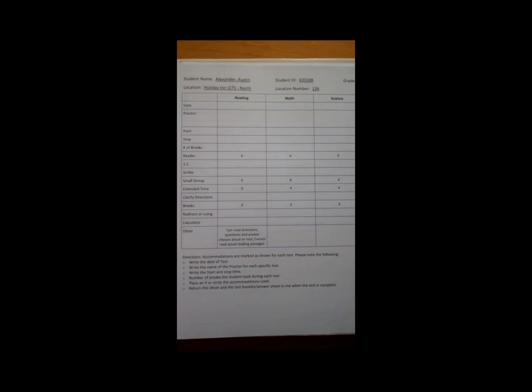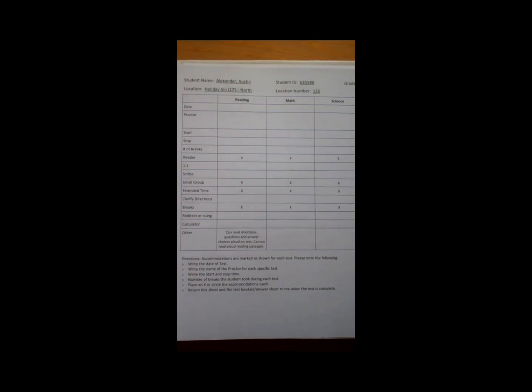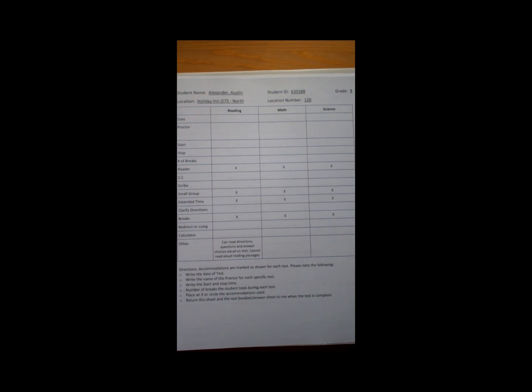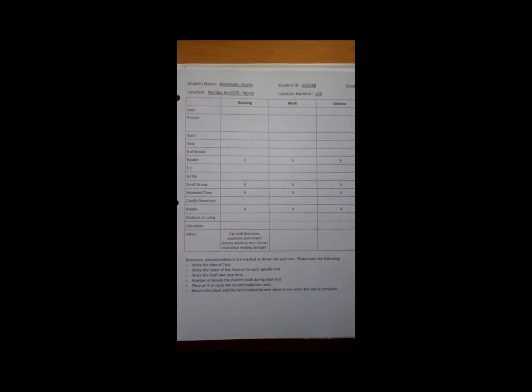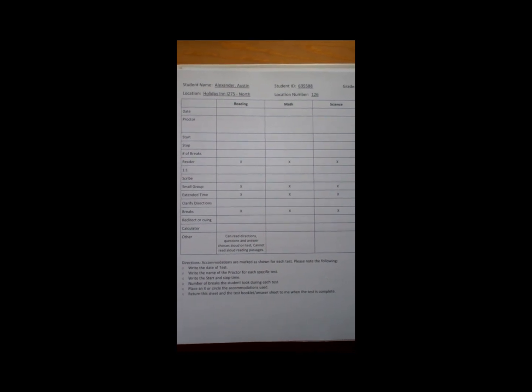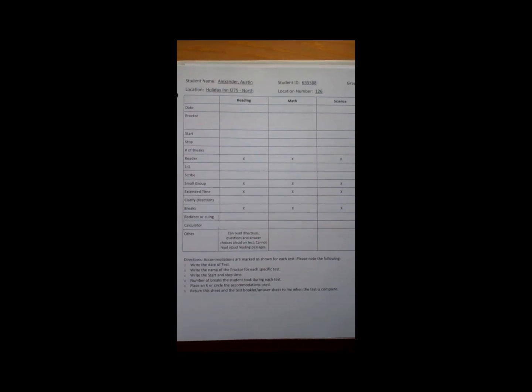Also gave them a copy that I made here, which was a listing of the student's name, the location, their ID, our location number, the tests that they were going to be taking, and the accommodations for each test. Now, what the proctor would do is they would date it, sign their name, start time when they started it, what time they stopped it, and if they took any breaks.